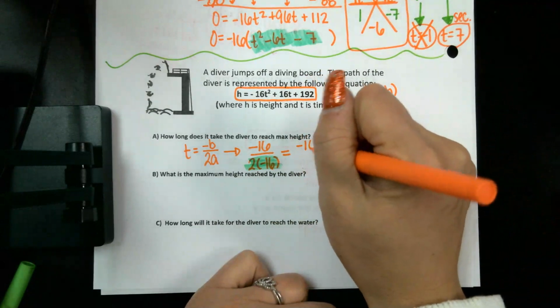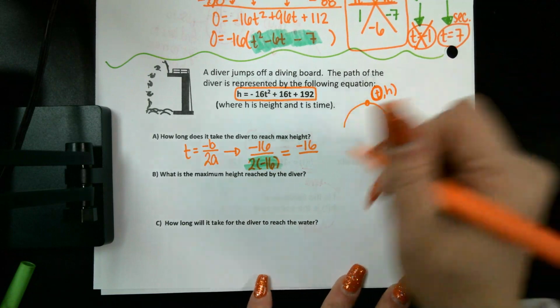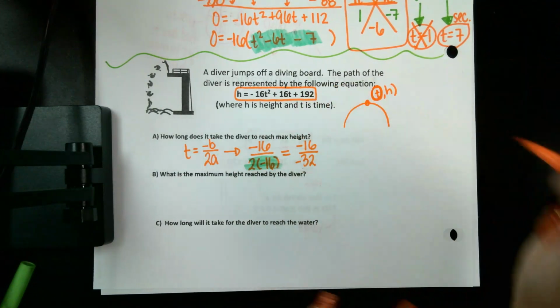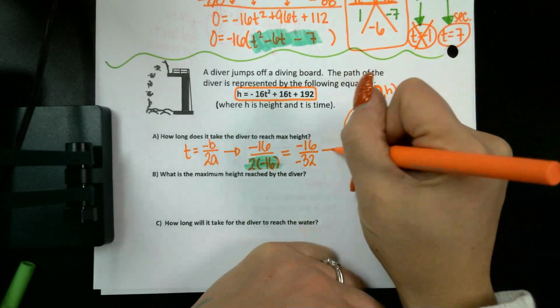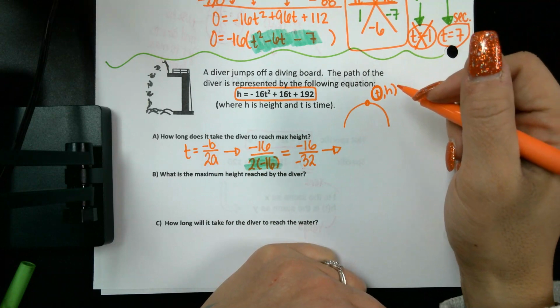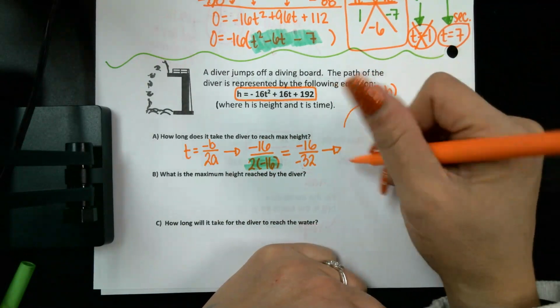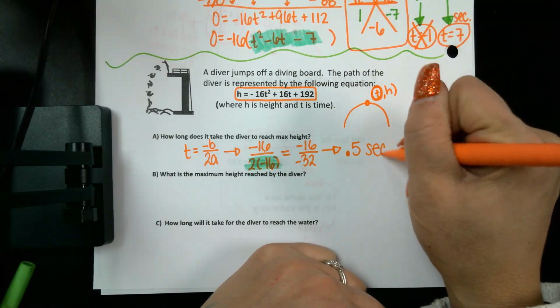Okay, so you have to multiply out the bottom first. So what's 2 times -16? -32. Yeah, don't put your letters in there. Get rid of those T's. It's just the numbers. So if you have -16 divided by -32, type it in. That's a fraction, you guys. You should have a decimal as your answer. 0.5, and this is seconds.